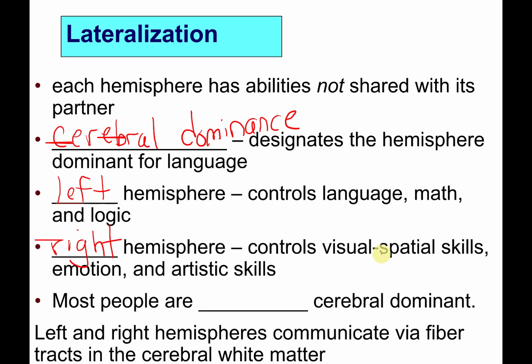Sometimes the roles are reversed. Sometimes, in 10% of the people, they are right cerebral dominant. And that means that the right hemisphere is responsible for or controls language, math, and logic. And the left hemisphere controls visual spatial skills, emotion, artistic skills.